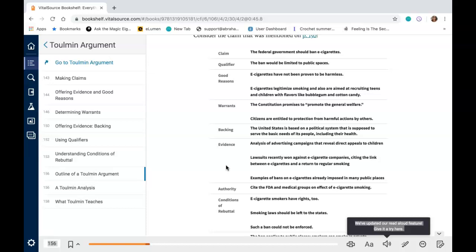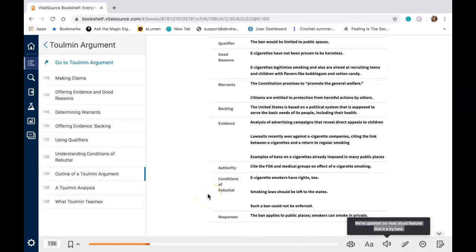So here's evidence: analysis of advertising campaigns that reveal direct appeals to children. So you would have to find that actually. Lawsuits recently won against e-cigarette companies, citing the link between e-cigarettes and return to regular smoking. Examples of bans on e-cigarettes already imposed in public places. So this evidence you would have to support with research. The authority is to cite the FDA and medical groups on the effect of e-cigarette smoking. So that's another citation that you would need, the authority.